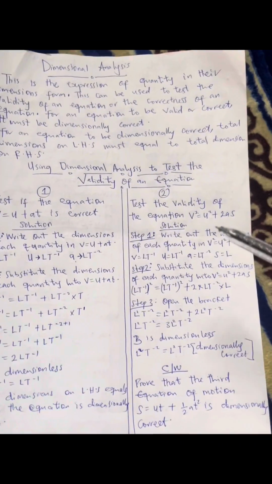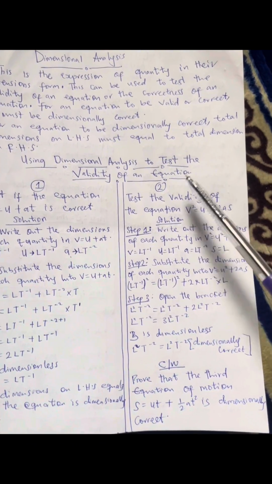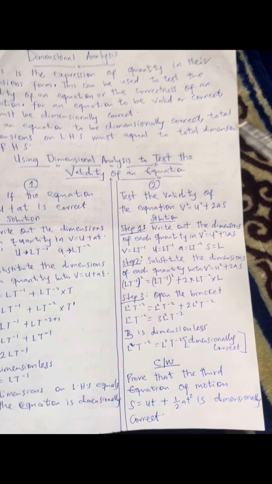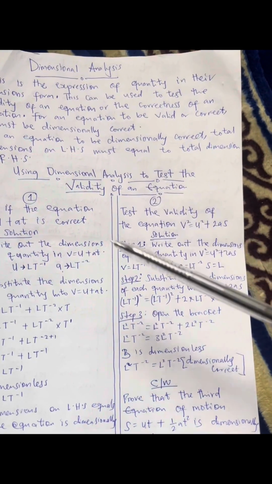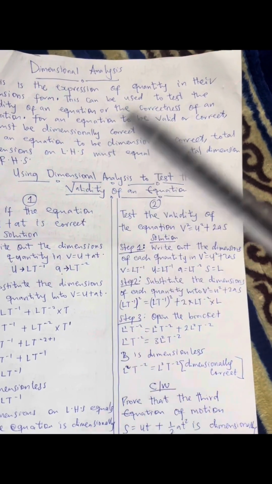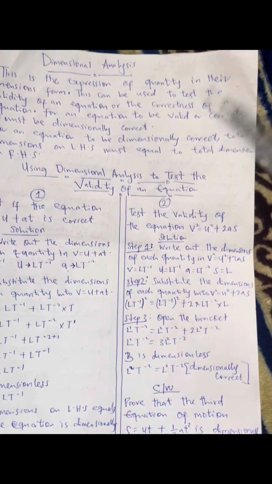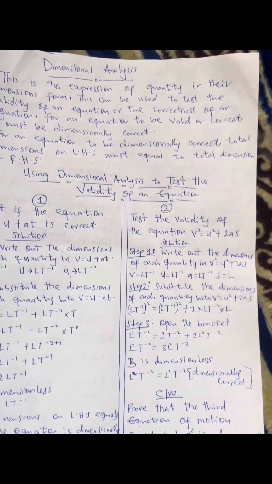Okay, so we are going to be using dimension analysis to test the validity of this equation. Don't forget that whenever they ask you to test the validity of an equation, what you have to do is confirm if the equation is dimensionally correct, because for an equation to be valid, it must be dimensionally correct. So let's do that, guys.